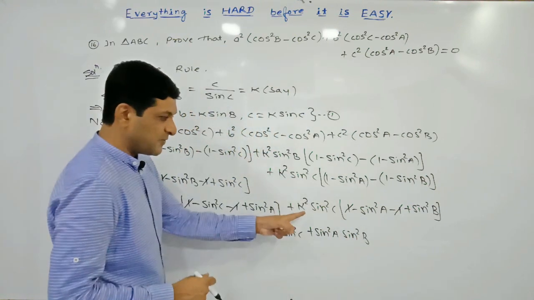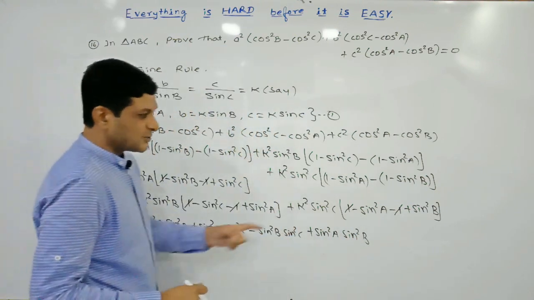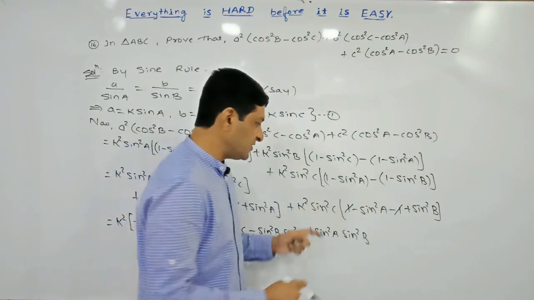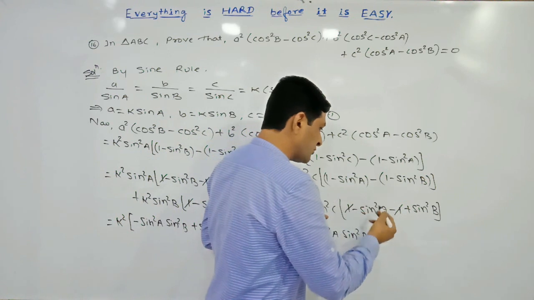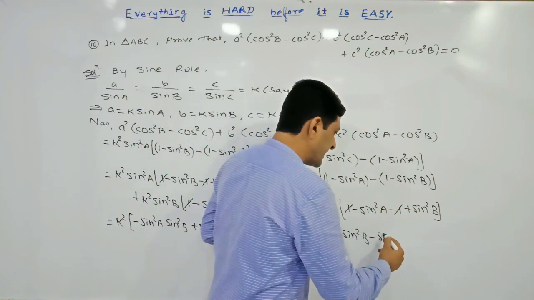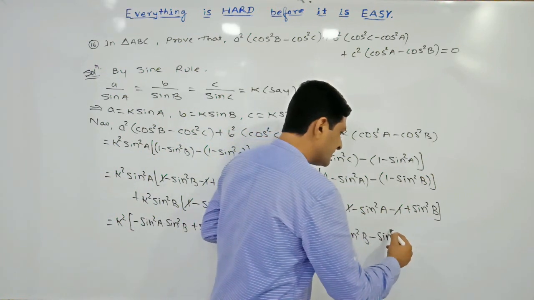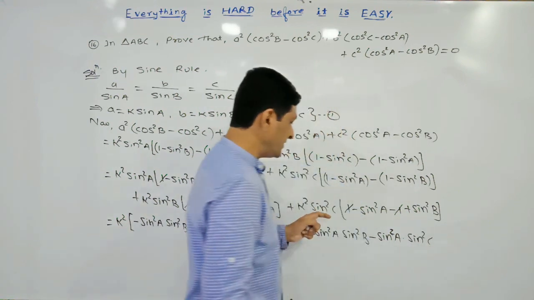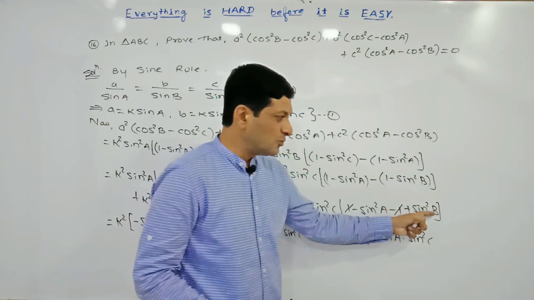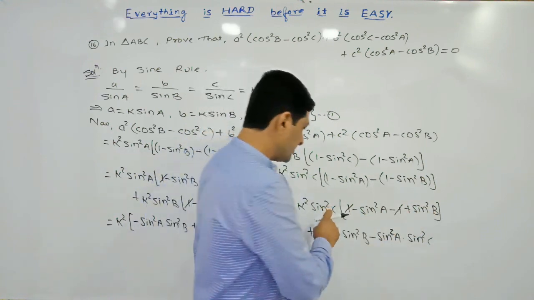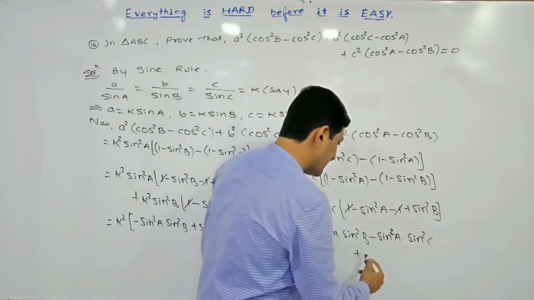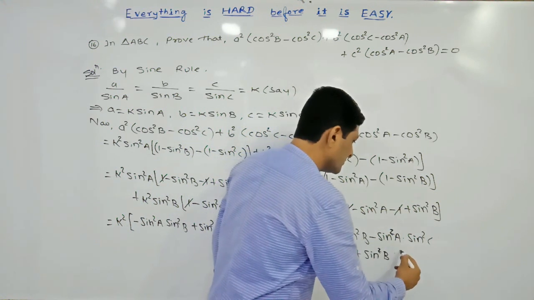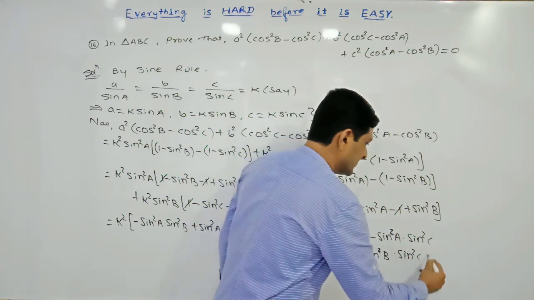Lastly here, if we are taking k square common, now I am multiplying by sine square c to both the terms in this bracket. See what we will get? Sine square c into minus sine square a is minus sine square a into sine square c, and lastly multiply by sine square c to the last term sine square b. So this product will be equal to plus sine square b into sine square c.